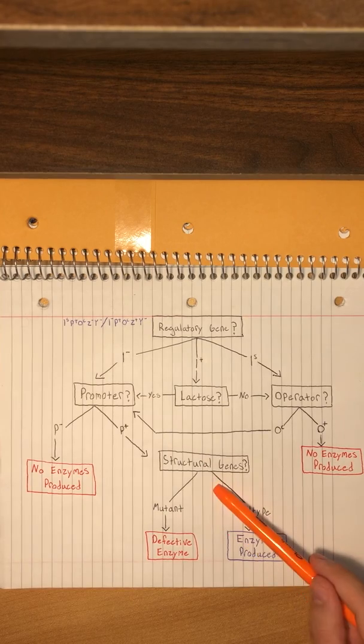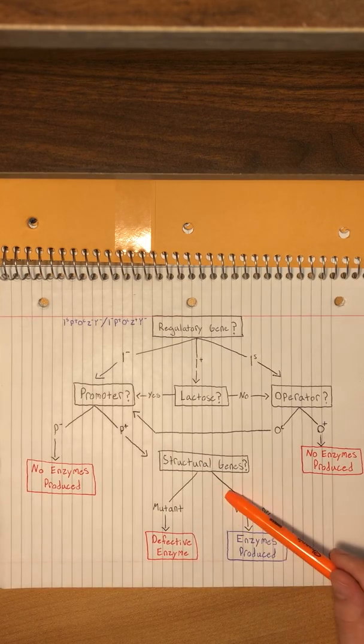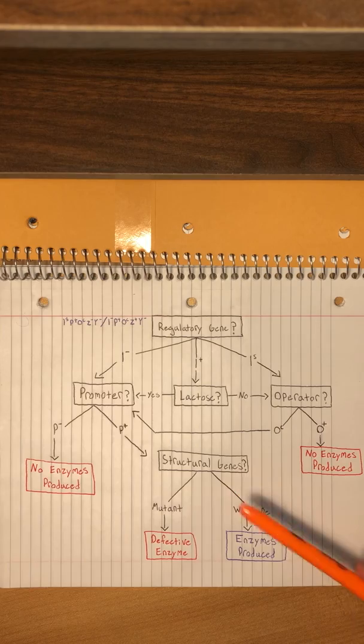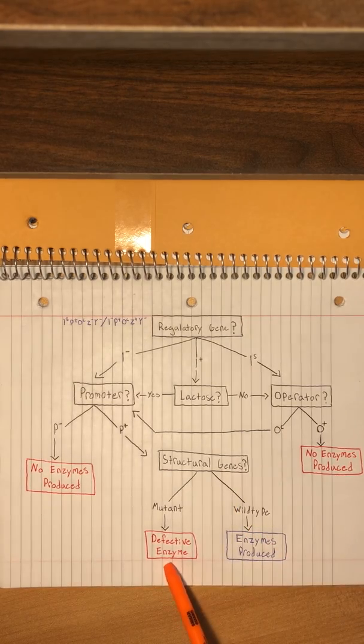We go right into asking, what are our structural genes? Our Z gene has one mutant and one normal, so we will make beta-galactosidase, but our Y genes are both mutant, so defective permease will be made.